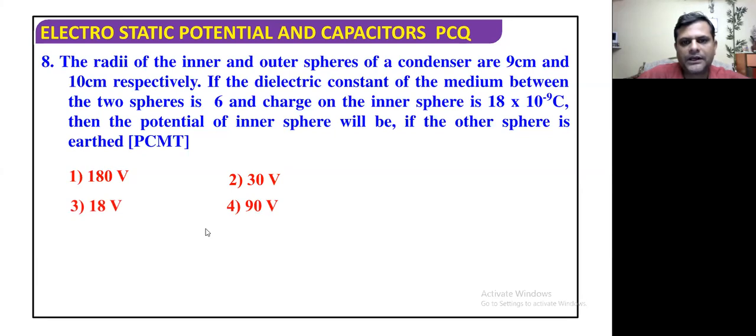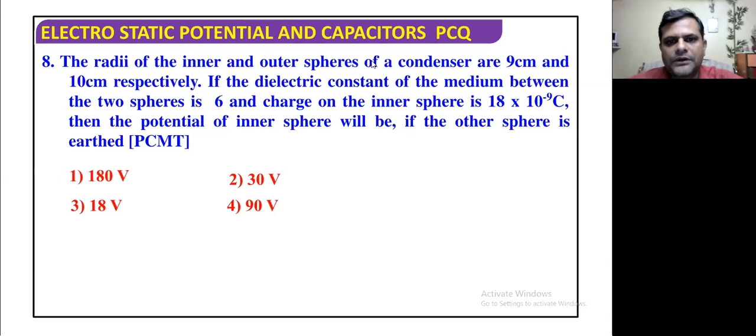Radii of inner and outer spheres of a condenser are 9 centimeter and 10 centimeter respectively. Okay, तो एक कंडेंसर है जिसका इनर और आउटर रेडियस दिया हुआ है 9 centimeter and 10 centimeter respectively. If the dielectric constant of the medium between the two spheres is 6 and the charge on the inner sphere is given to be 18 into 10 raised to minus 9 coulomb, then the potential of inner sphere will be. Okay, so we want to find out the potential on the inner sphere.